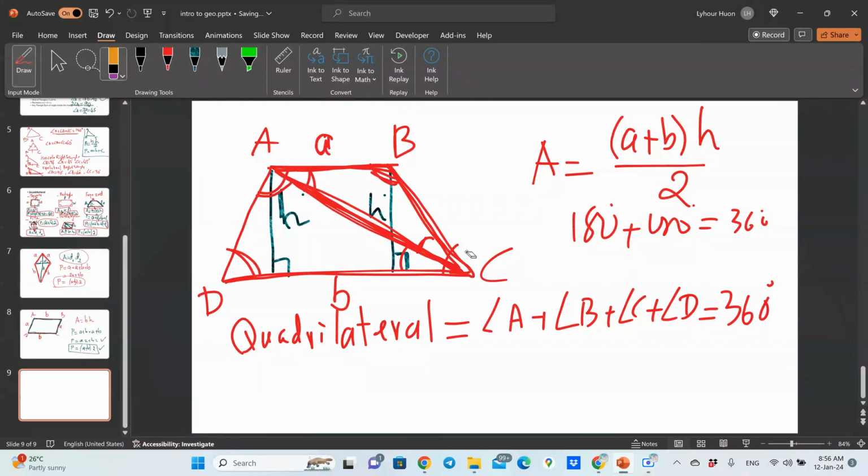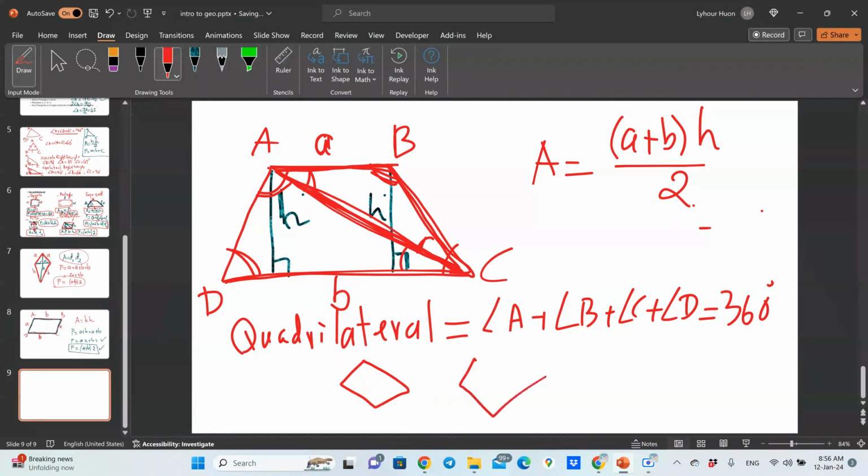But this works for all quadrilaterals, not just trapezoids, squares, or rectangles, even irregular ones, something like this, with no specific name. This also is 360. The sum of all the angles inside a quadrilateral is always 360.